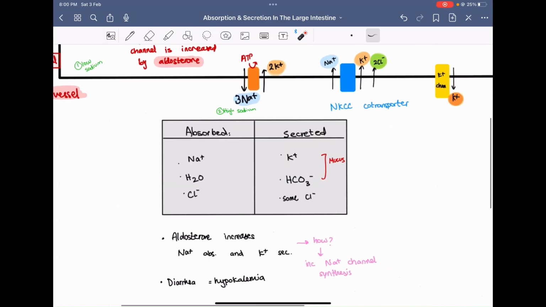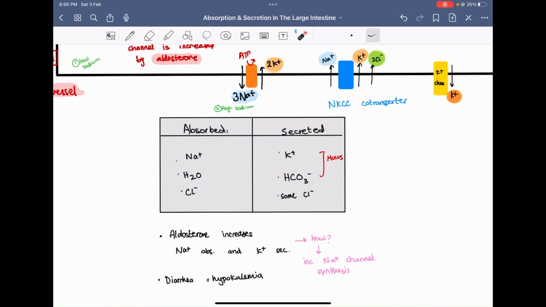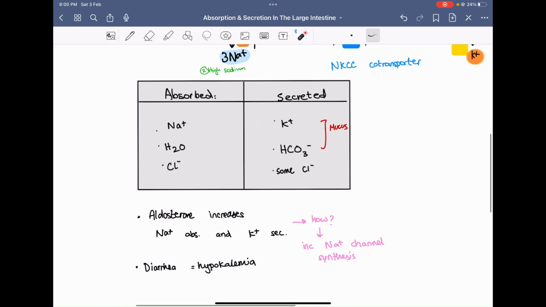Okay, before we get into the details, let's quickly go over what is being absorbed and what is being secreted in the large intestine. The large intestine's main function is to absorb water and electrolytes back into the body in order to prevent dehydration. So certain electrolytes will be absorbed, like sodium and chloride, while water is also being absorbed. On the other hand, we have things that are being secreted in exchange for what is being absorbed.